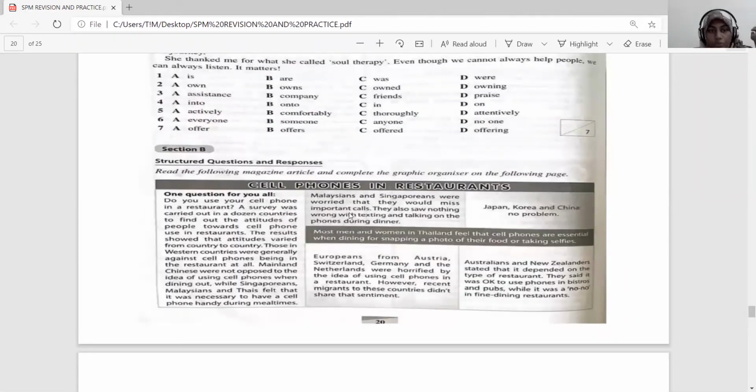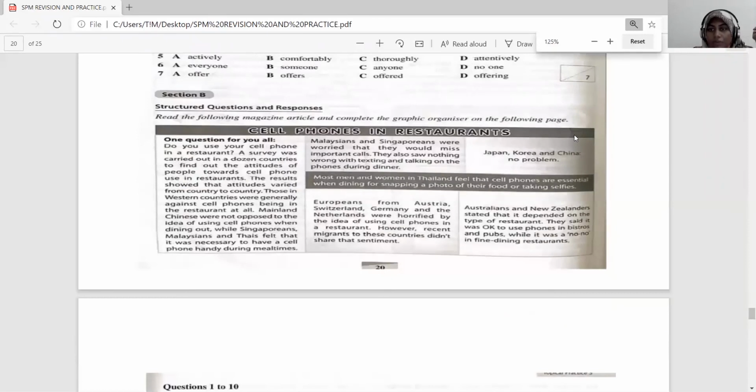Okay, can you see? Okay. Now it's about cell phones in restaurants. All right. One question for you all. Do you use a cell phone in a restaurant?